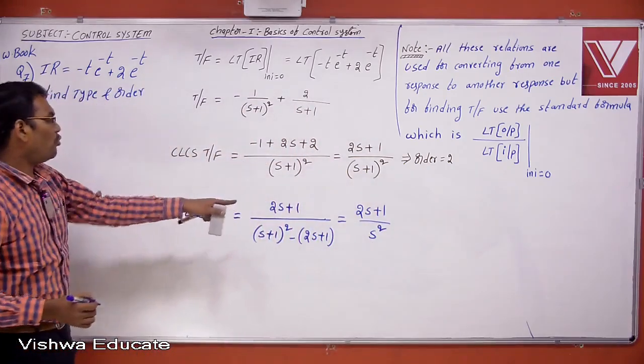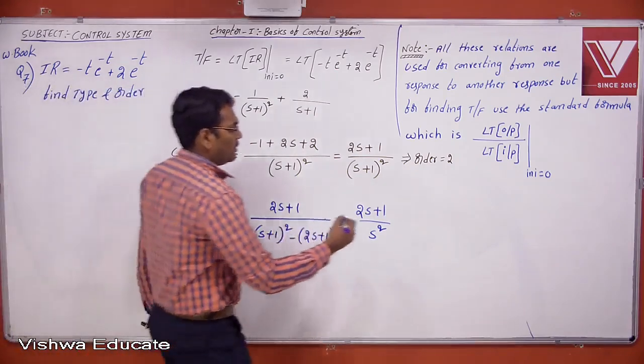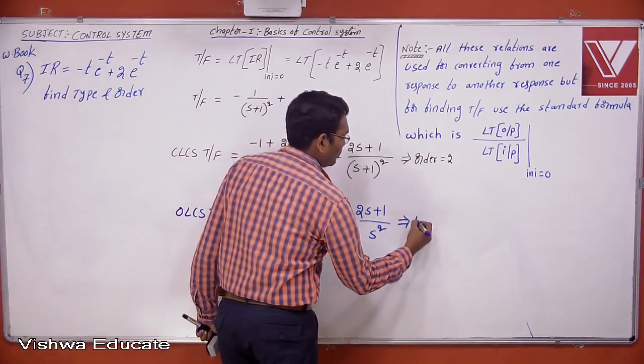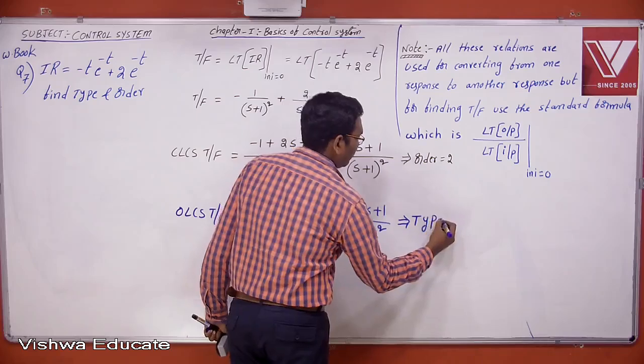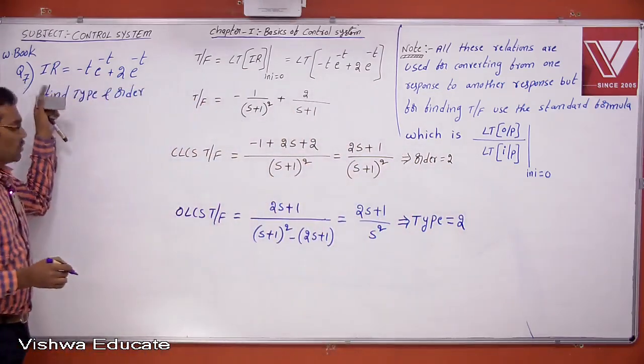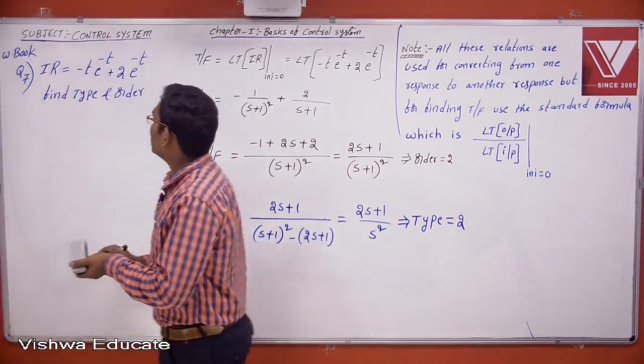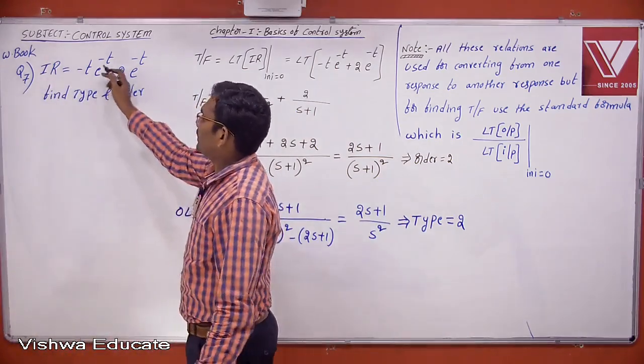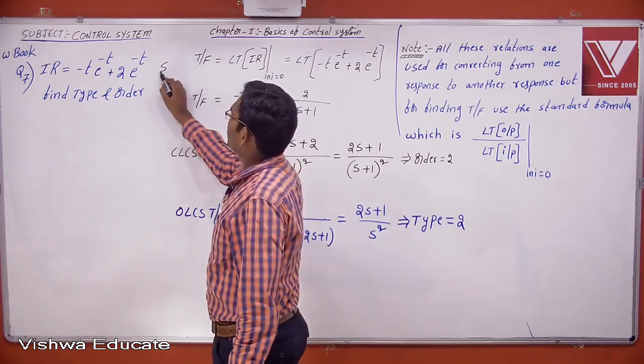Therefore, there are two open loop poles available at origin. Therefore, type equal to 2. Now this is question number 7. What is given is to find type and order by considering the impulse response, and this is the solution for that.